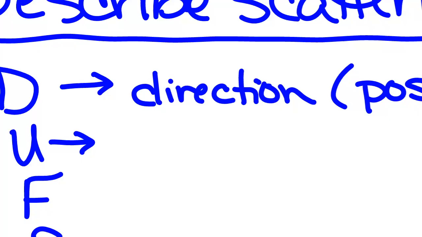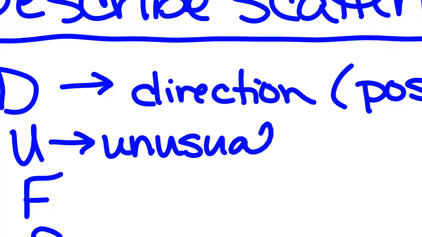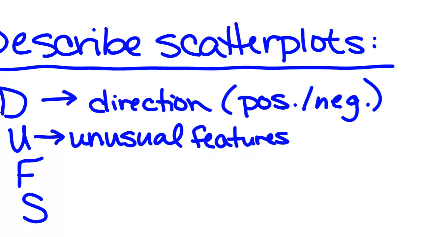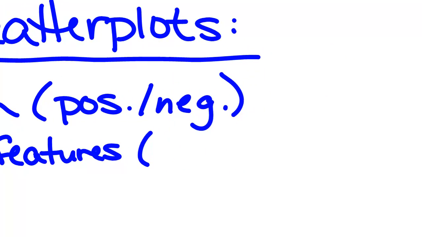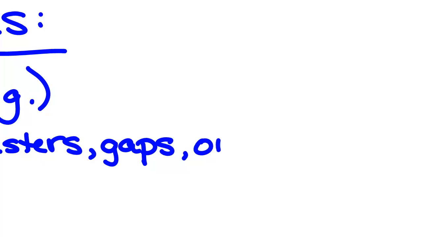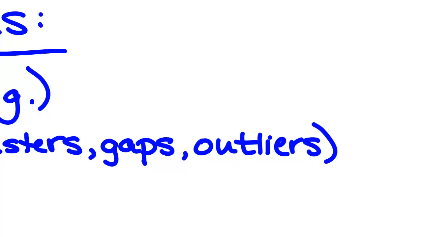U, this is our unusual features. Notice we didn't say outliers. It includes outliers, but it also includes other things. Unusual features would be things like clusters. Is there like two big clusters of data? Are there gaps? And then also, are there outliers? Basically, is there anything that is outside of the pattern? Is there anything that is noticeably outside of the pattern?